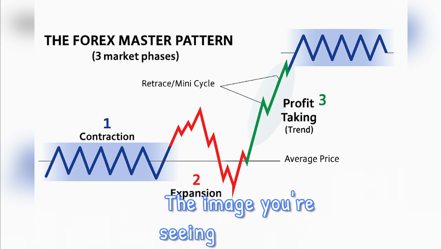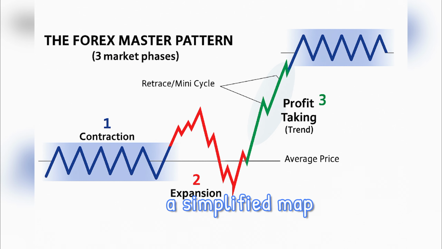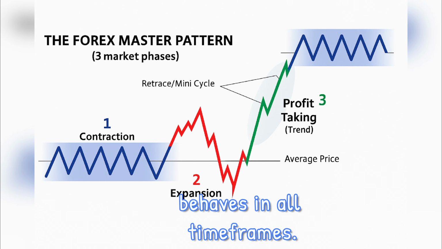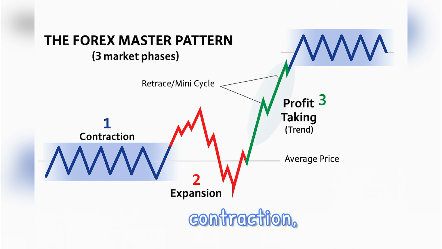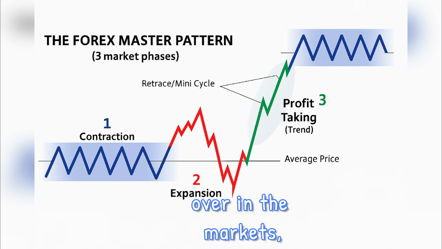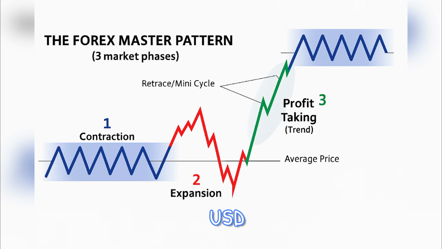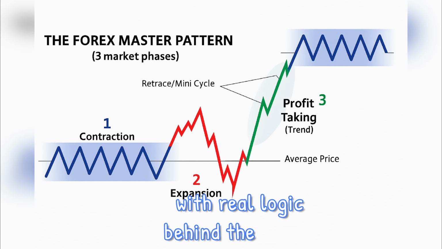The image you're seeing right now is called the Forex master pattern, a simplified map of how price behaves in all time frames. It's broken down into three clear phases: contraction, expansion, profit-taking, trend. These phases repeat over and over in the markets, whether it's EUR/USD or gold, M15 or H4. Let's break them down, with real logic behind the moves.